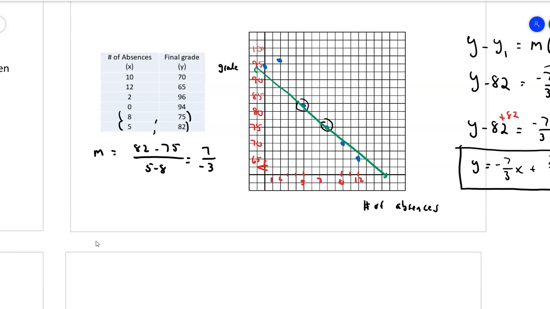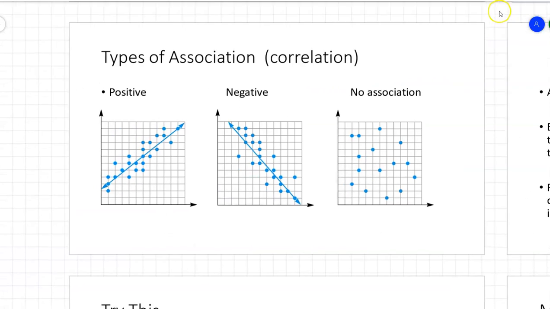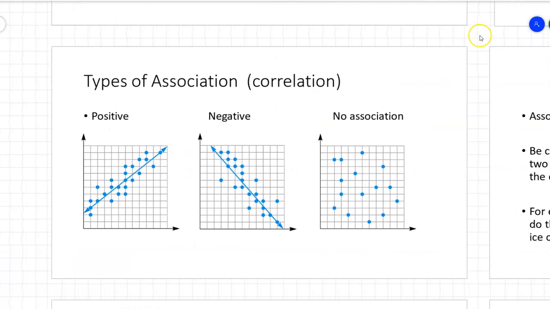Like I notice that there's a trend. As the number of absences increase, the grade decreases. But is the grade decreasing because of the number of absences? That's something that's trickier to prove. It looks like they're related to each other in that way, but just because they're related to each other doesn't mean that one causes the other.